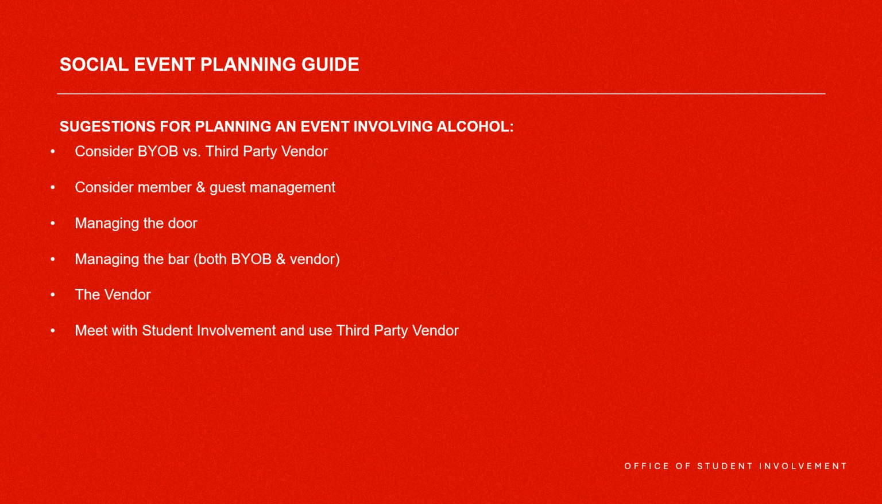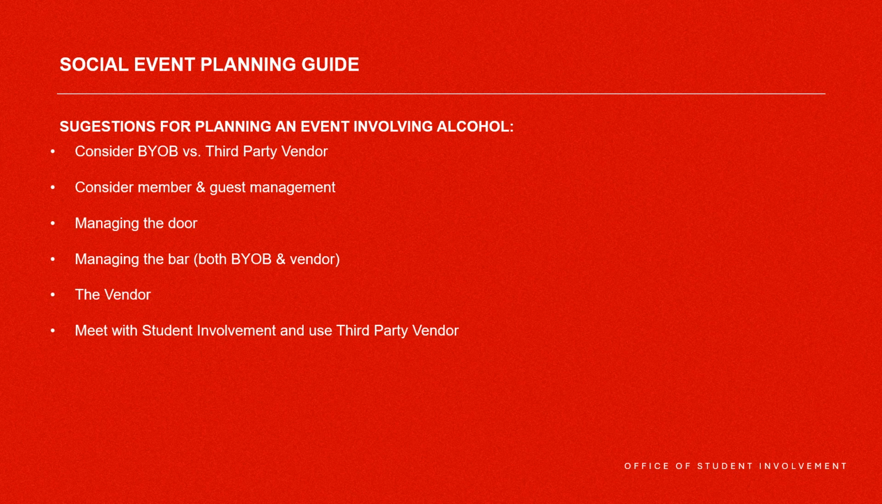Member and guest management. Monitoring guests is a proactive method to minimizing risk before it happens. Monitors are charged with regulating the event and maintaining the risk management and social event planning guide. Monitors should never consume alcohol leading up to the event or during the event. They should be sober. Monitors should ensure guests are only drinking the alcohol they brought or checked in. Monitors should also manage entrances and exits to the event other than the main door to ensure that no one is sneaking in or sneaking out of the event.